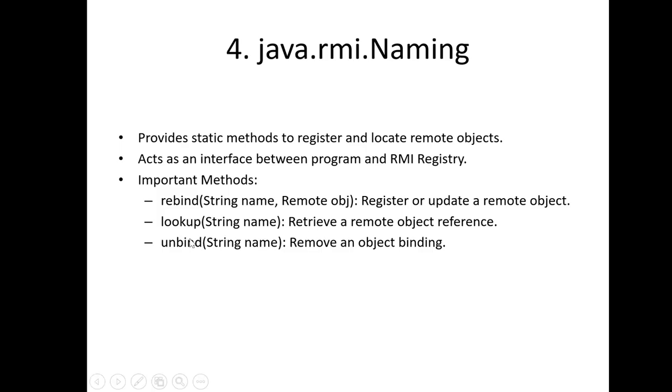Likewise, we have the lookup method, which is used on the client side. Look here: the rebind method is for the server side, and the lookup method is used on the client side. It looks up the remote object in the RMI registry with the corresponding name. So whatever name you have mentioned, it goes and finds whether the object is available in the registry or not. Once we get the registry and have the reference object, the stub is immediately created, and that is assigned to the client.